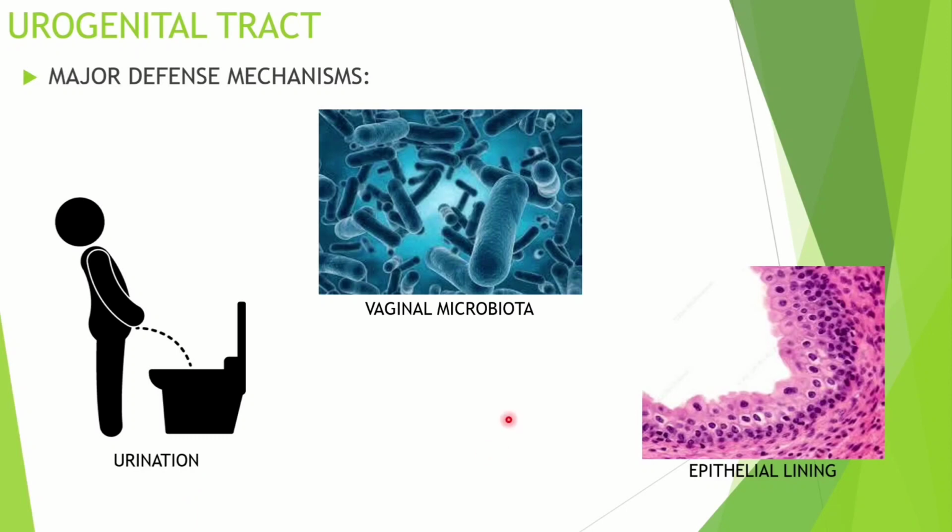The next major defense mechanism, especially in females, is the vaginal microbiota. From puberty till menopause, the vagina is protected from pathogens by lactobacilli, which ferment glucose to lactic acid, producing a low pH environment that suppresses the growth of pathogens. And next, an intact epithelial barrier also protects the urogenital tract from infections.